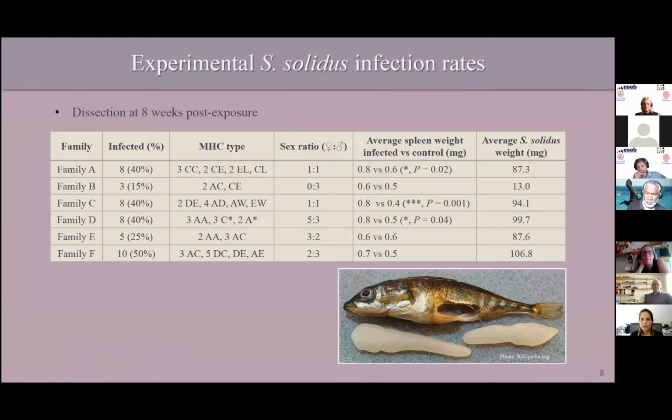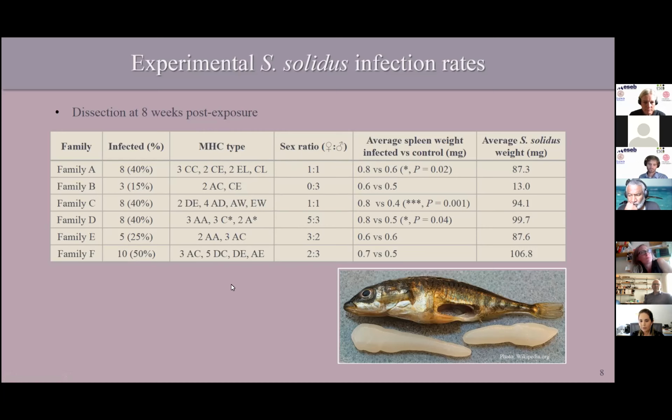Now, let's take a look at what we have found after dissecting our fish at 8 weeks post-exposure. We see that for the 6 different families we have used, we have different infection rates, ranging from 15% all the way to 50%. And this is the MHC types and the sex ratio of the infected fish. We don't see any particular preference here. However, we do see that the infected individuals indeed have heavier spleens compared to the control group.